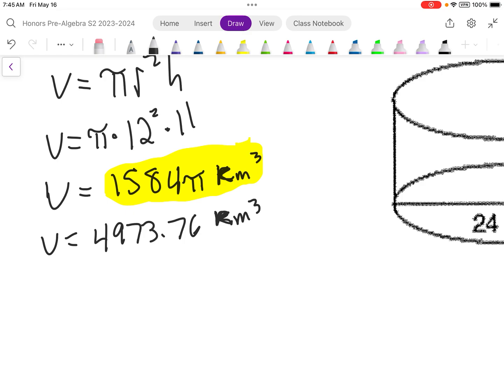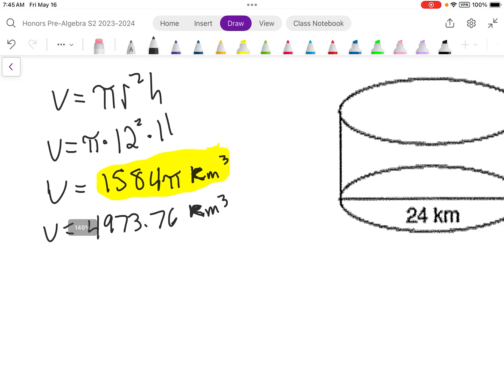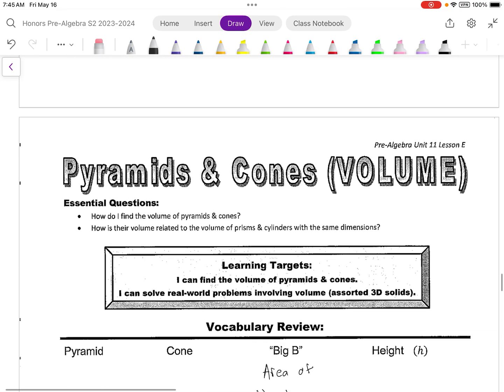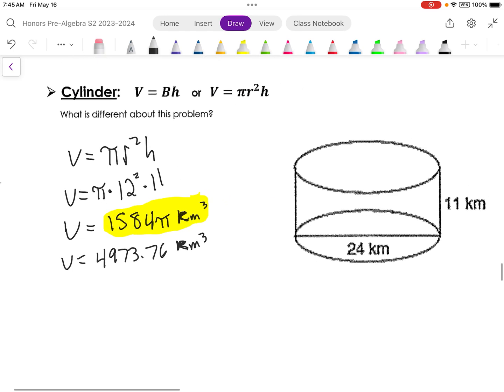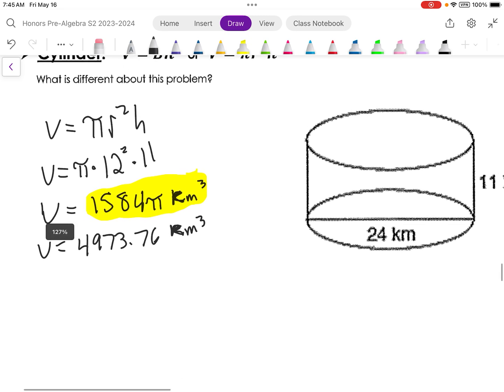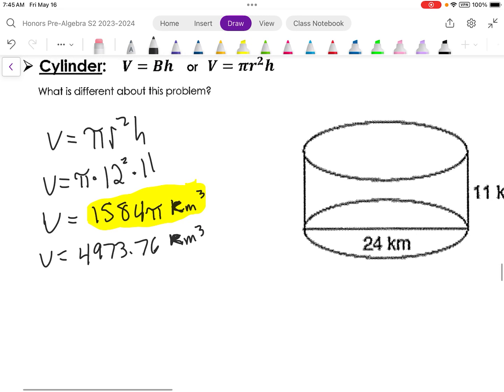We'll be using pi on different problems, like when we get to cones here in a little bit. When you type it into your calculator, do not use the pi symbol. Use 3.14. The pi symbol will get you a slightly different answer than 3.14, and I just want to be consistent with everybody. We all use just 3.14 if we're going to be multiplying by pi.